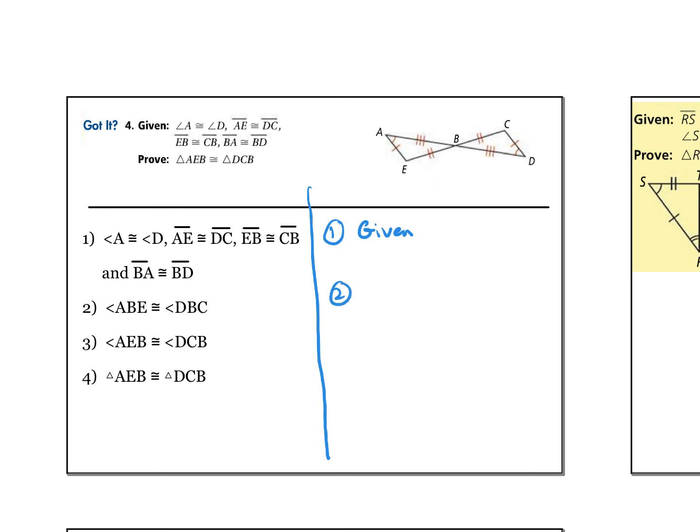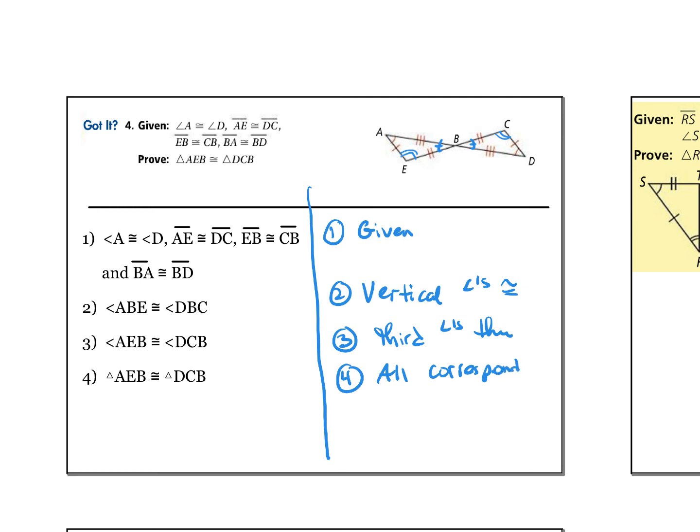2, what allows us to say that these two angles here are congruent? Vertical. Vertical. And then 3, AEB, these two angles, yes. 2 angles of one triangle congruent to 2 angles of the other, third angles congruent. Third angles theorem. Now the 2 triangles are congruent because all corresponding parts are congruent. Well done.